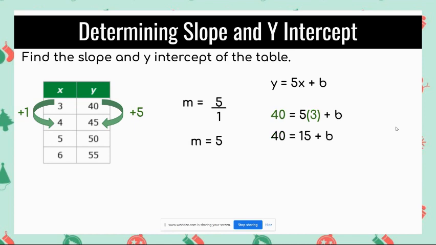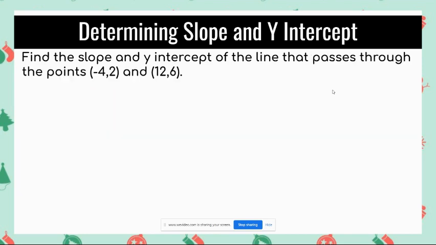5 times 3 is 15. 40 is equal to 15 plus b. To get b by itself, I'm going to subtract 15 from both sides. The reason I subtract 15 is because 15 is positive. So 40 minus 15 is 25. So the slope is 5. The y-intercept is 25. If I really wanted to take that a step further, I would just plug into my equation and say y is equal to 5x plus 25. And that would be an equation written in slope-intercept form.